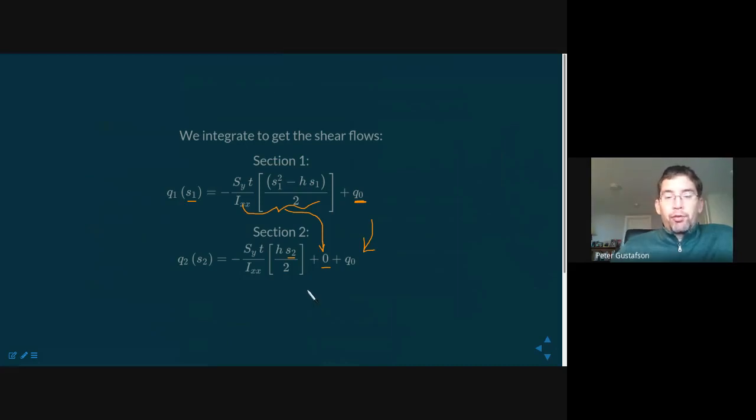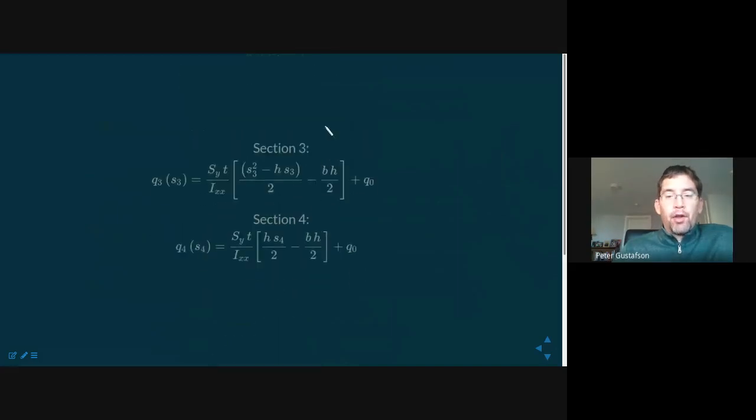Same thing with section 3. Of course, now we're going to get a little bit more complicated because in section 3 we need to know the value of q2 where s2 equals b. So before I hop to the next slide, we'll just evaluate that now. So that'll be hb over 2. So we're going to get syt over ix, that's hb over 2 plus q0. That's going to be our boundary condition. So boom, that is this part here plus this.